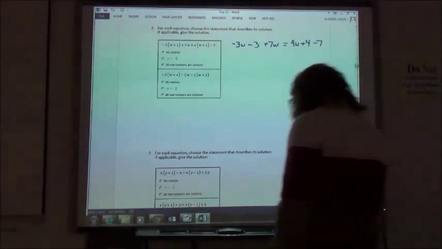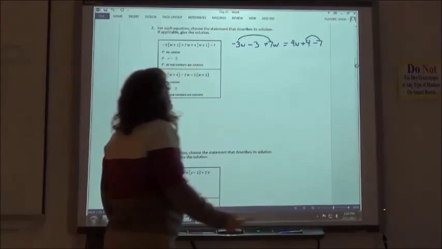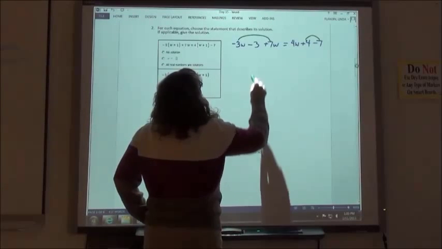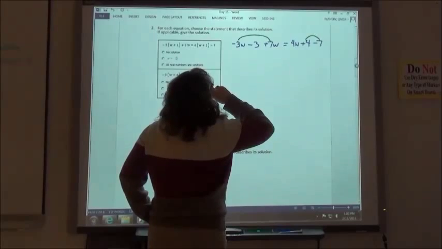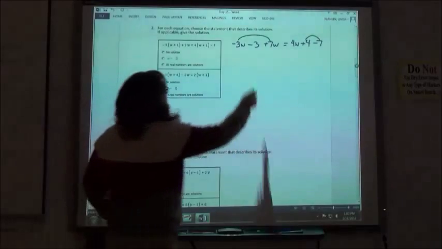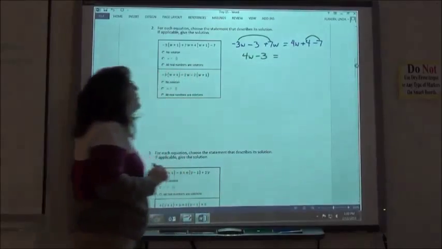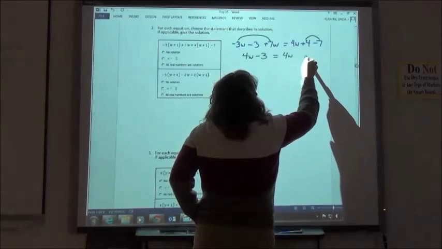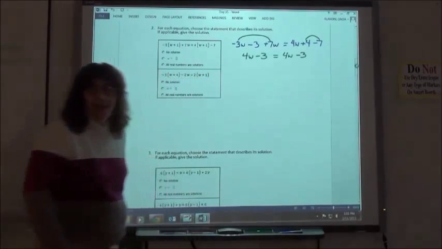So, combining my like terms, I'm going to combine my W's here, my numbers here, and I'm going to get what? Negative 3 plus 7 would be positive 4. You're going to get positive 4W minus 3 equals 4W minus 3.